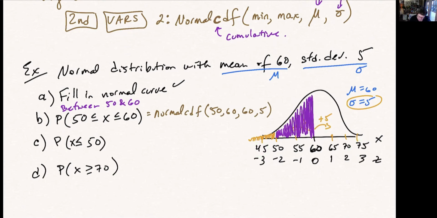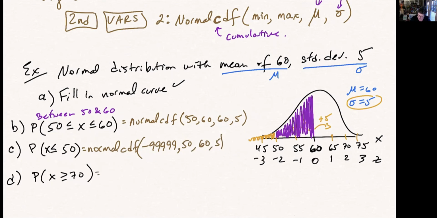Okay, so my minimum, my leftmost number, well, I don't know what this leftmost number is. I don't know how far this goes. But what I do know is if I pick a really, really small number, that'll suffice. So what I'm going to put into my calculator here is normal CDF. And I just do a negative and then a bunch of nines, like 5 nines is probably good. Okay. And then rightmost number or maximum is 50. And again, we have the mean 60, standard deviation is 5.